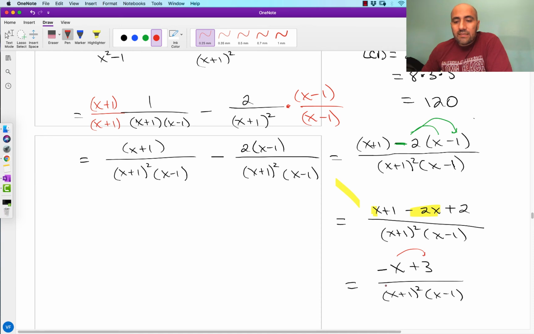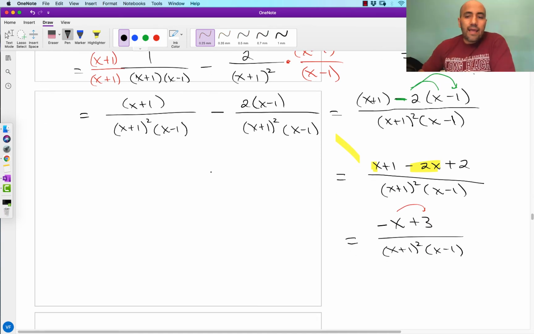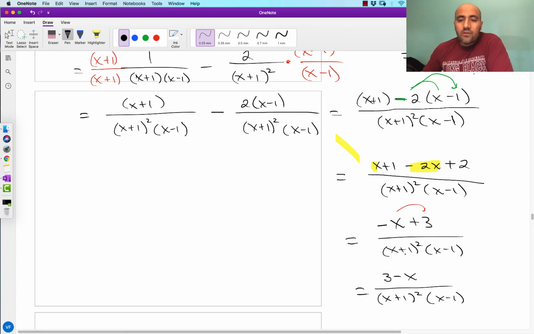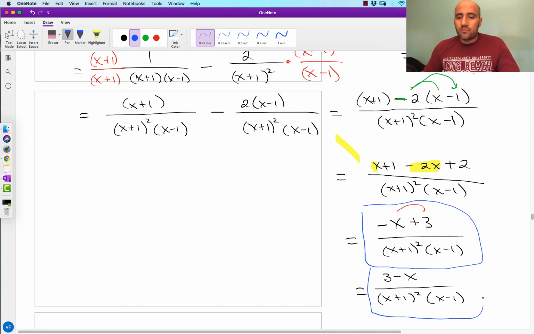So some people might see the answer this way, and some people might flip it around and write it as 3 minus x. Either one is just fine. x plus 1 squared, and then x minus 1. Right? Either one is fine. So I'll say either this one or this one is perfectly okay.